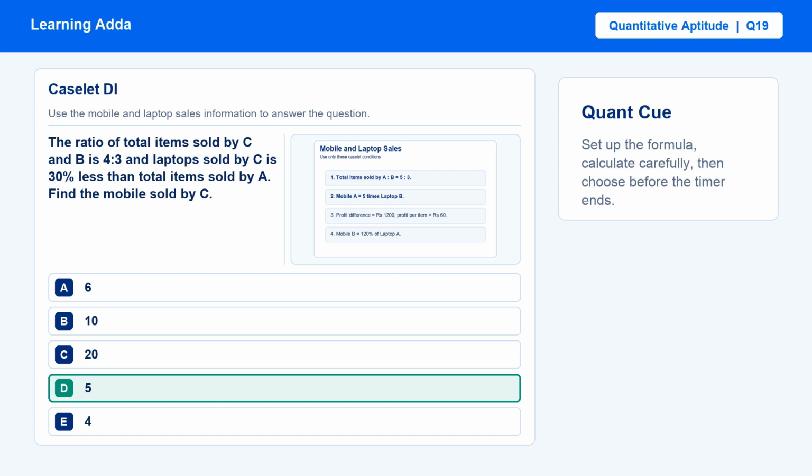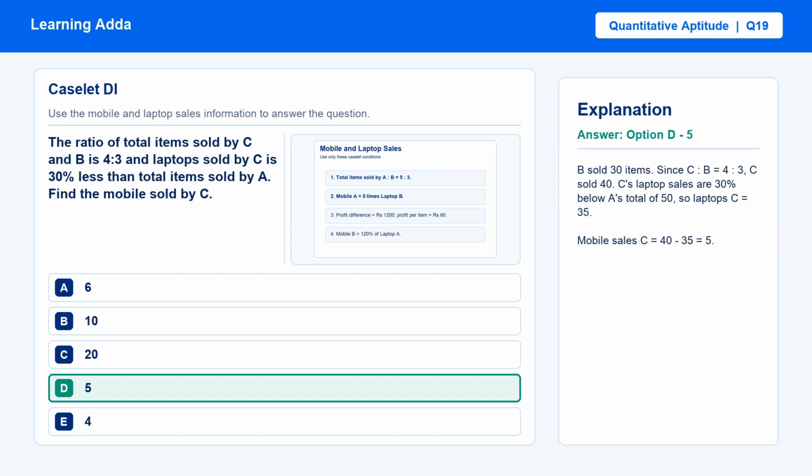The answer is option D, 5. B sold 30 items. Since C is to B is equal to 4:3, C sold 40. C's laptop sales are 30% below A's total of 50, so laptops C is equal to 35. Mobile sales C is equal to 40 minus 35 equals 5.